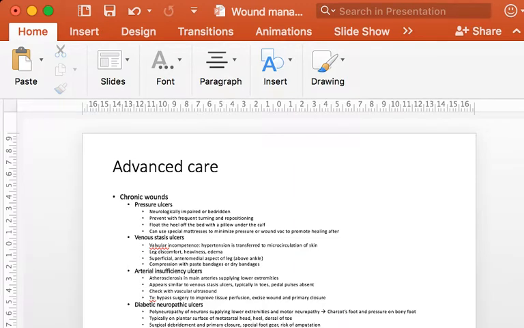In terms of advanced issues, chronic wounds could include pressure ulcers, venous stasis ulcers, arterial insufficiency ulcers, and diabetic neuropathic ulcers. In pressure ulcers, the patient is neurologically impaired or bedridden. We can prevent this by frequent turning and repositioning. Special attention needs to be placed on the heel. It's best if the heel is floating off the bed with a pillow under the calf. And if they do develop a pressure ulcer, you can use a special mattress to minimize the pressure, or a wound vac over the pressure ulcer.